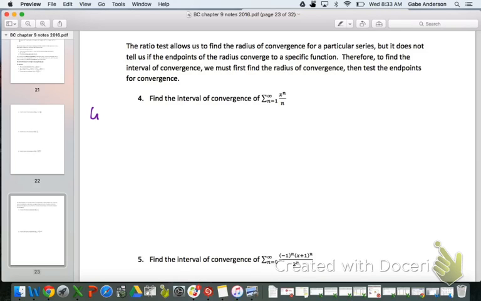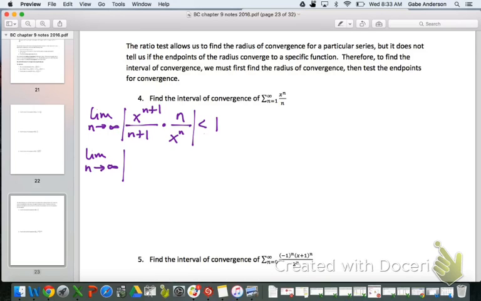So set up the familiar ratio test. Limit as n goes to infinity of, we're going to set up our n plus 1th term, so it'd be x to the n plus 1 over n plus 1, times the reciprocal of the previous, or the first term, so n over x to the n, and we want this ratio test to be less than 1. Again, very similar process to what we've been doing. Limit as n goes to infinity.